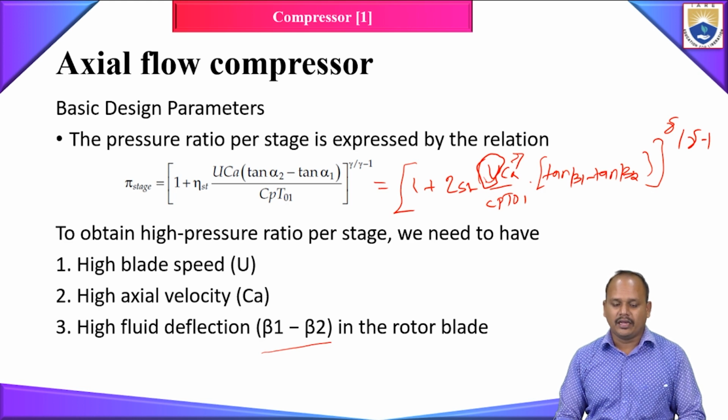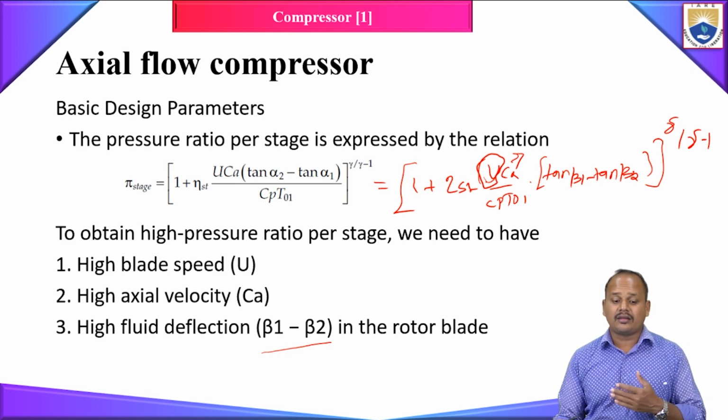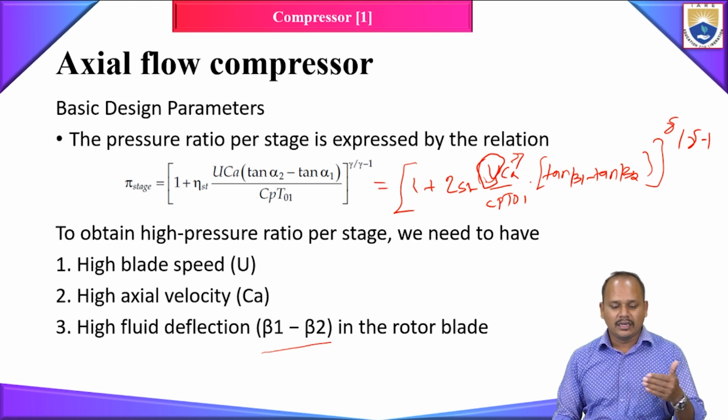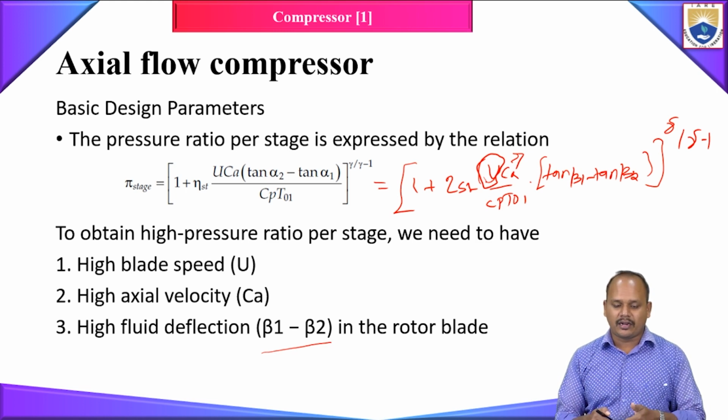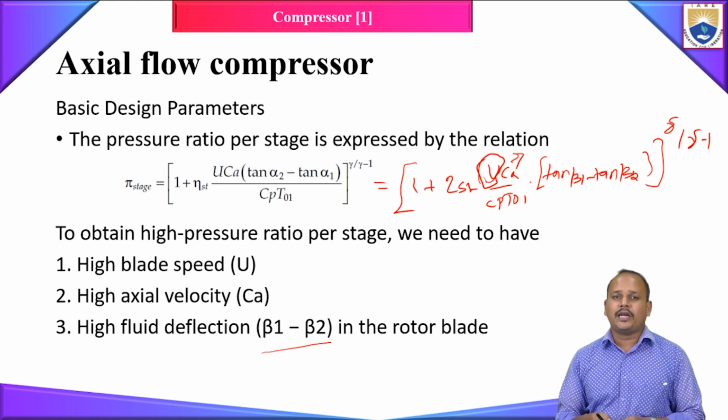By combining these three together, we will be able to achieve the maximum pressure rise across a single stage axial flow compressor. Now we have seen that I need to increase these three simultaneously, but there are parameters which are going to limit them. I can't simply increase my U, or my Ca, or beta 1 minus beta 2, that is flow deflection, to an infinite extent, because other parameters limit the increase of these values. What are those parameters? That's what we are going to discuss in the next section.